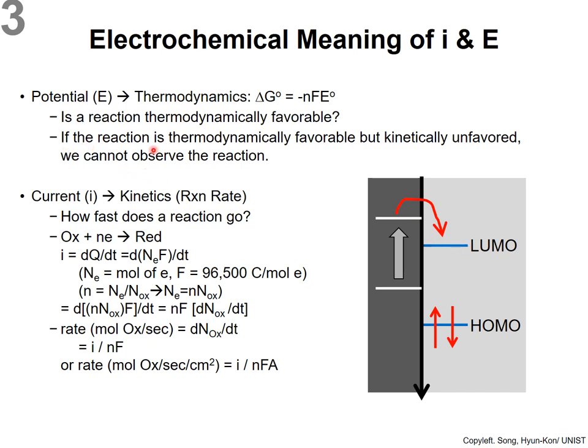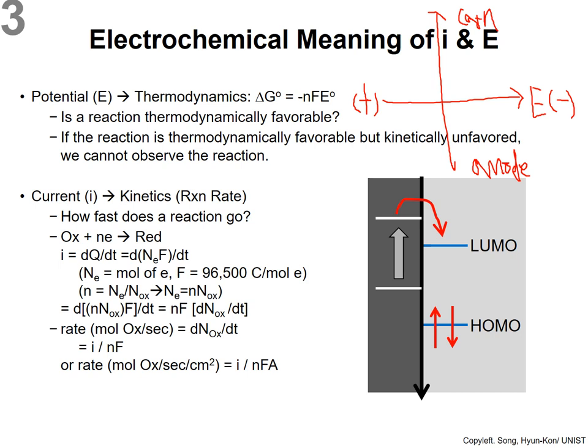However, if the reaction is thermodynamically favorable like that, but kinetically unfavored or kinetically very slow, you cannot observe the reaction. Here is an example. Let me draw a graph of current versus potential. The x-axis is the potential, and here is the plus sign and this is the minus sign. I'm talking about the classical notation of the IV or IE curve. And here is the current. This is the cathodic or reduction current, and the other is anodic. It's very difficult to write by using a mouse. Okay, here. Then let me say the potential is measured versus the normal hydrogen electrode.